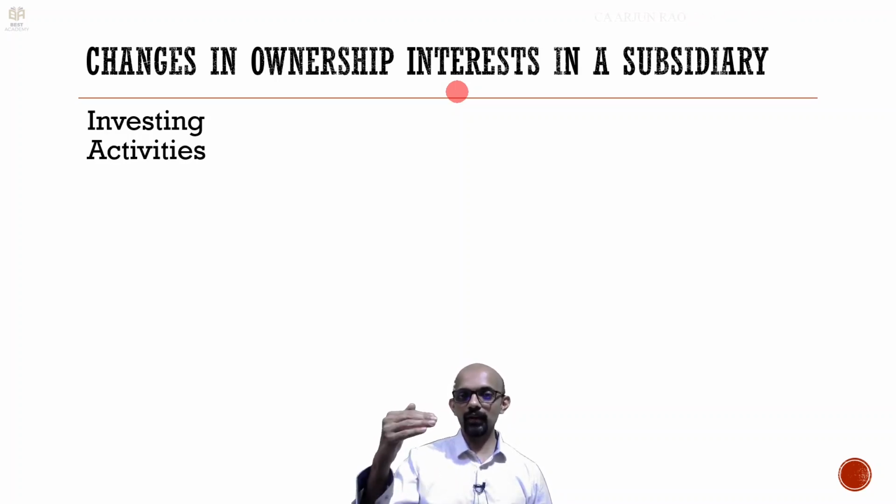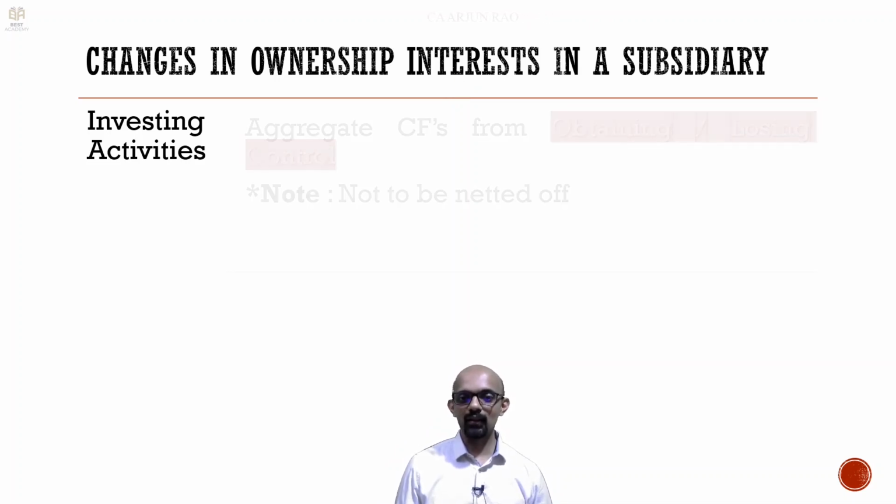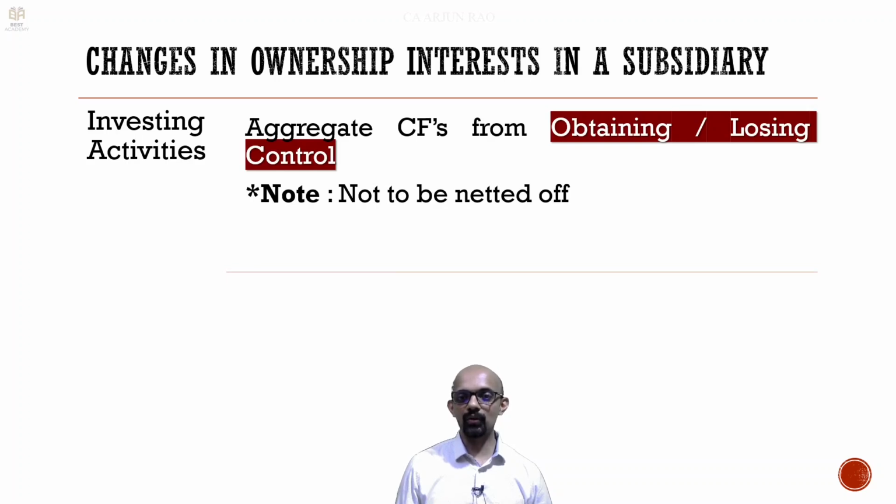Say from 60% it comes down to 0. You are giving up that control. So, you have held controlling stake for say a few years, you decide to dispose of the investment. So, you lose controlling interest, that is also investing activity. So, aggregate cash flows from obtaining or losing control should be shown as investing activities.